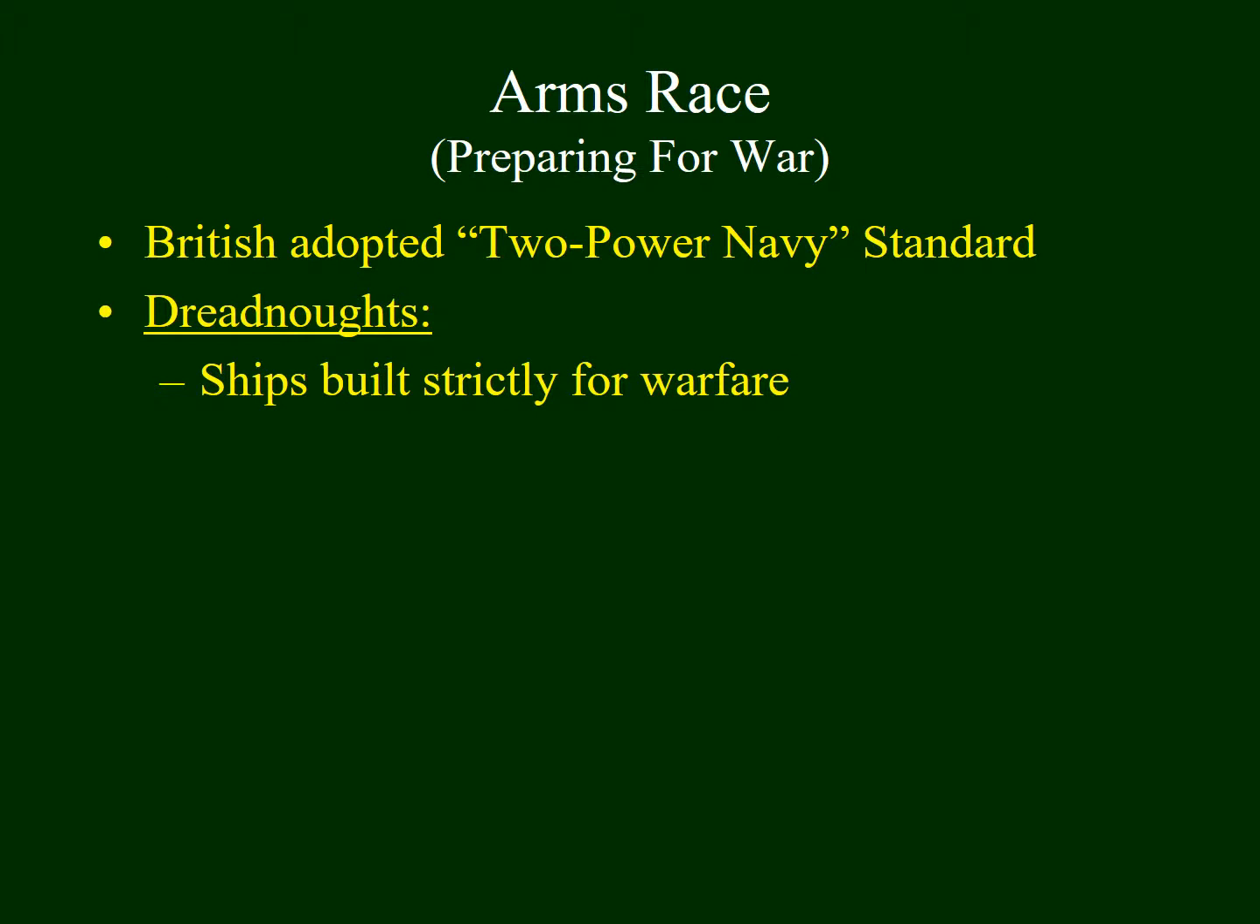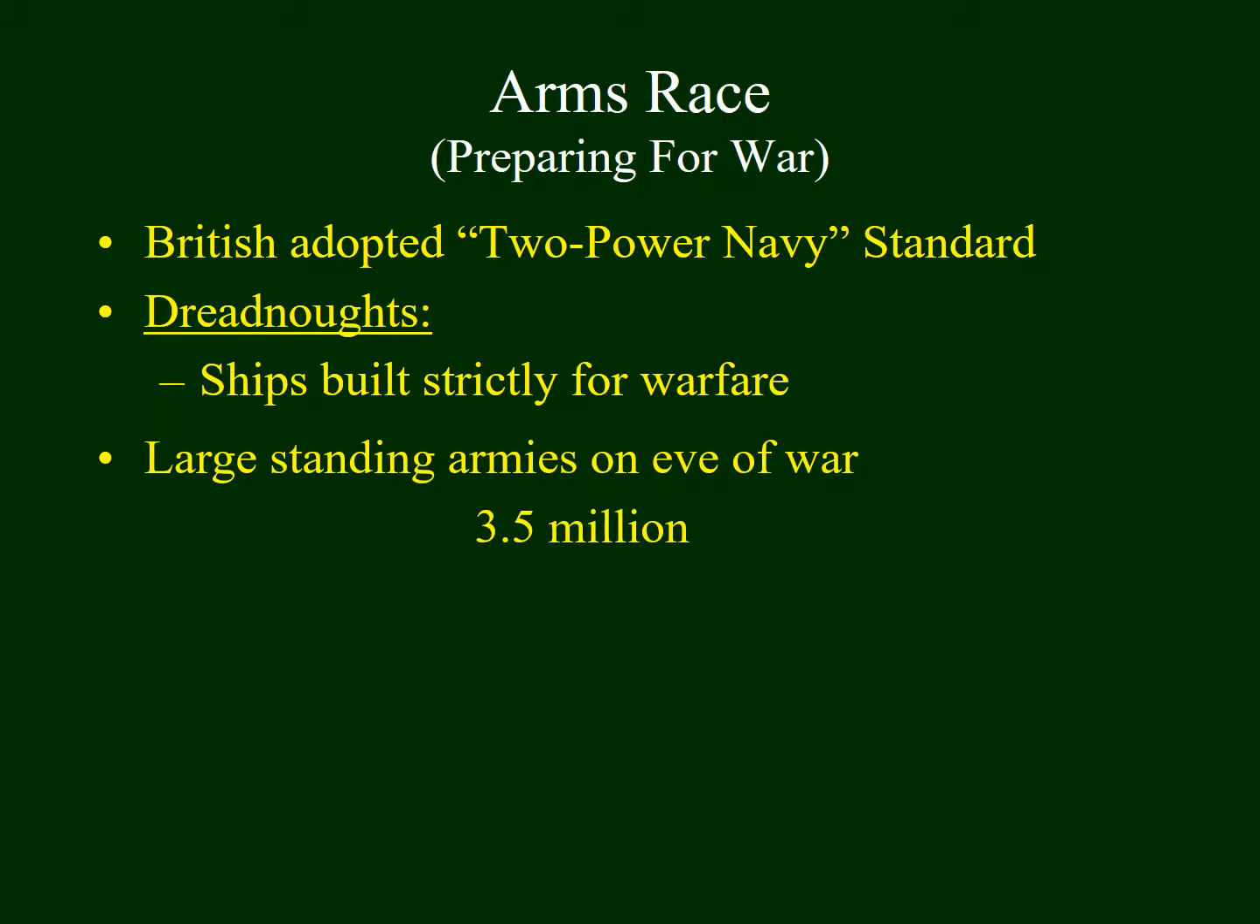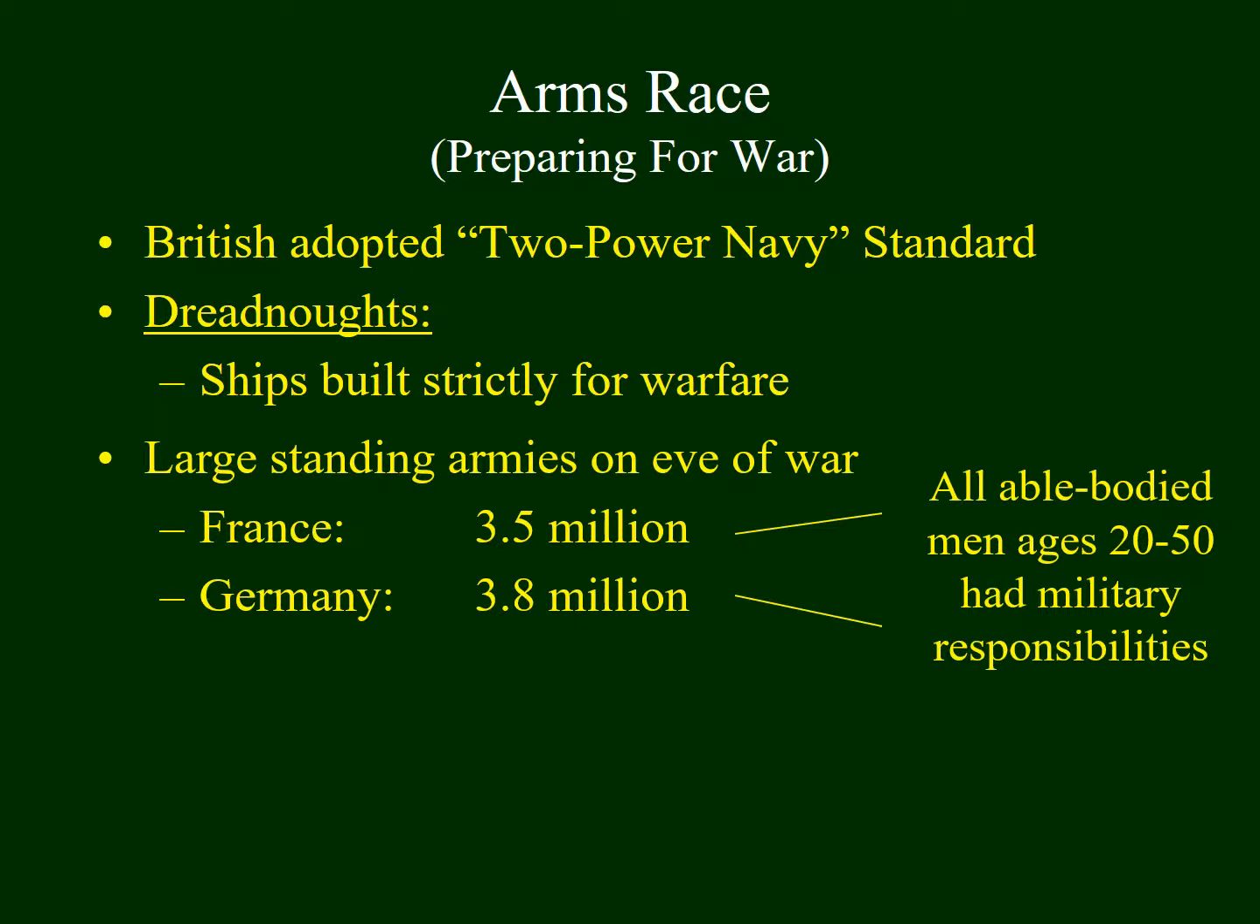Another example of this arms race, as it seemed as if countries were preparing for war, was that several nations had large standing armies on the eve of the war. For example, in France, they had a standing army of 3.5 million, while the Germans had 3.8 million in their armies. In both countries, just about all able-bodied men had some sort of a military requirement. Why did they need these large armies unless they were preparing for war?